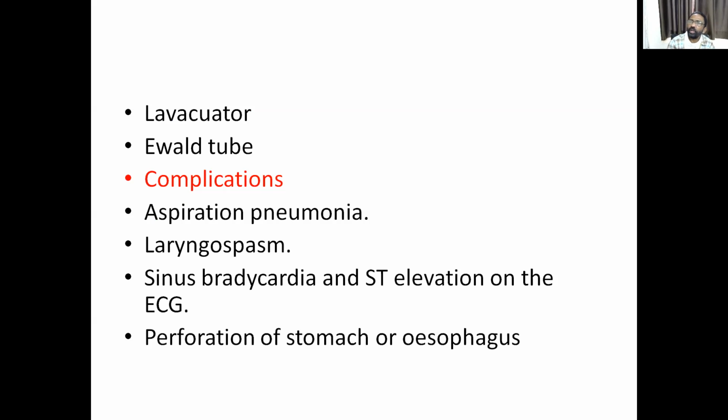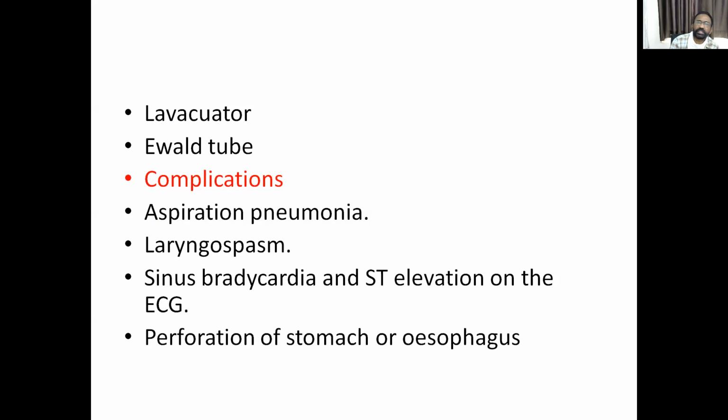A nasogastric tube should not be used because the bore is very low. The minimum diameter of the tube will be 22 mm. So a Ryle's tube can be used, and this Ryle's tube can be passed to the stomach, and it will be connected to the suction apparatus.